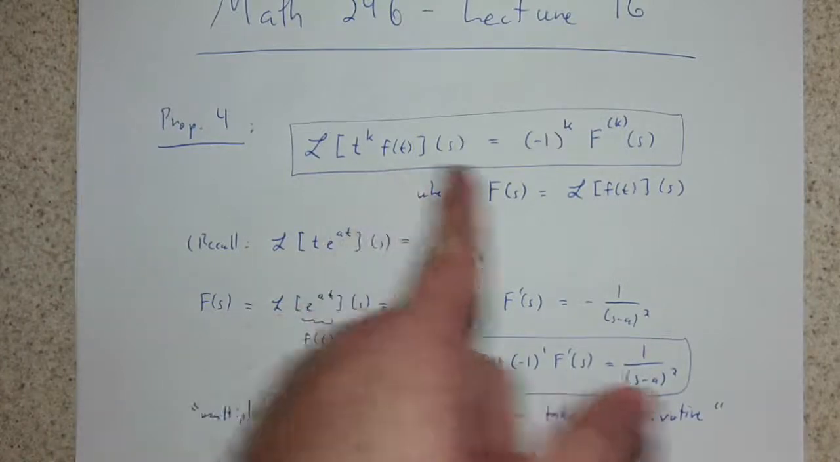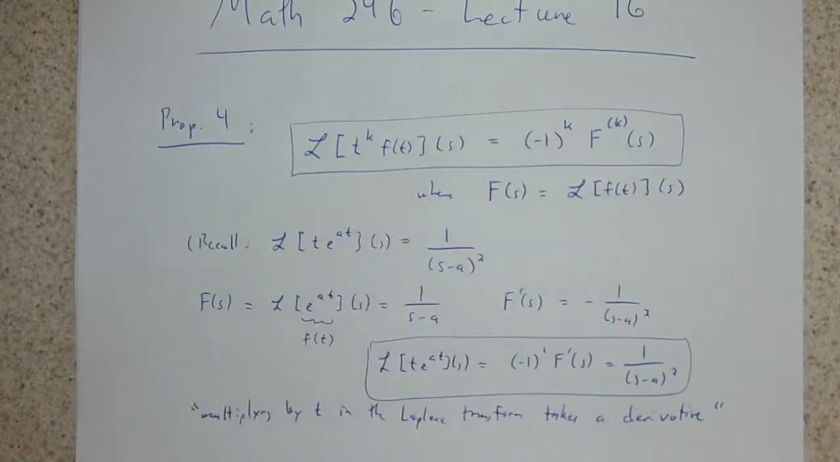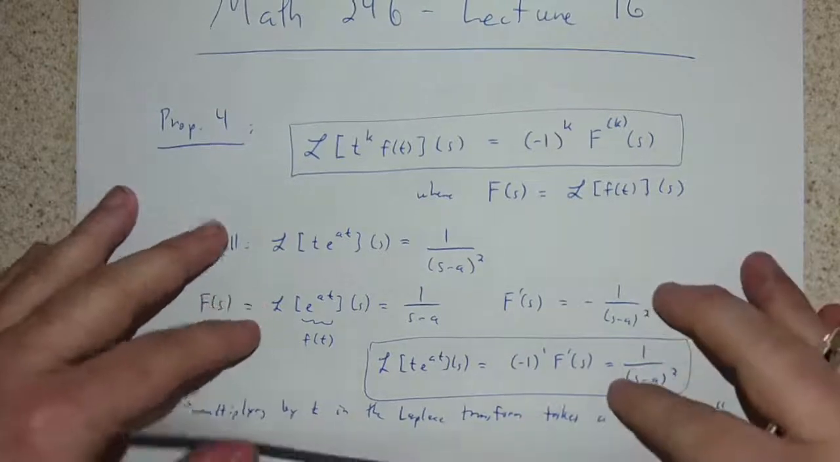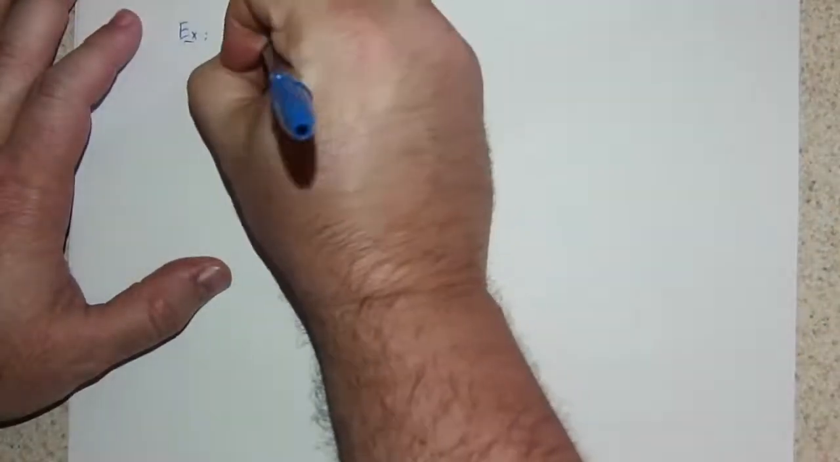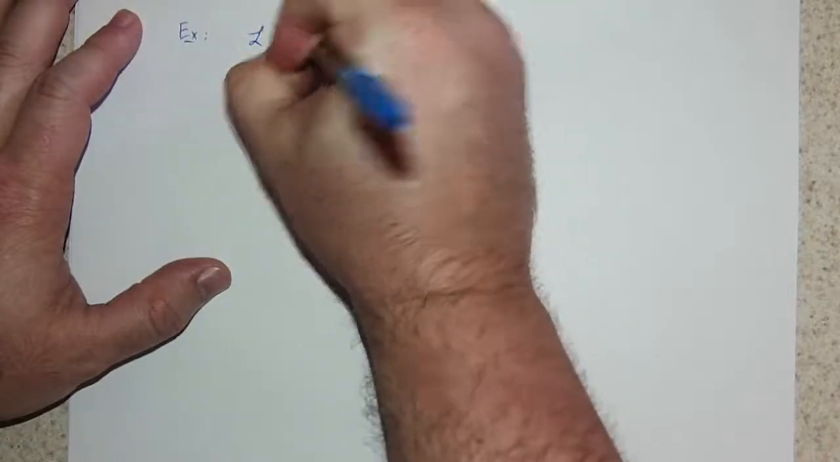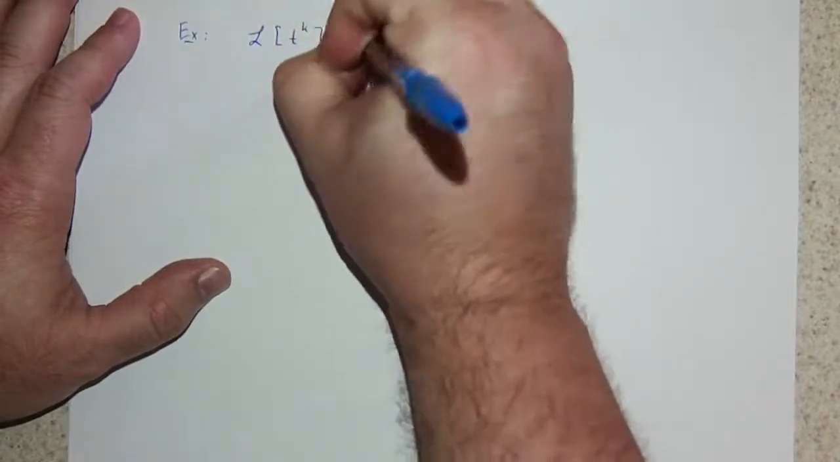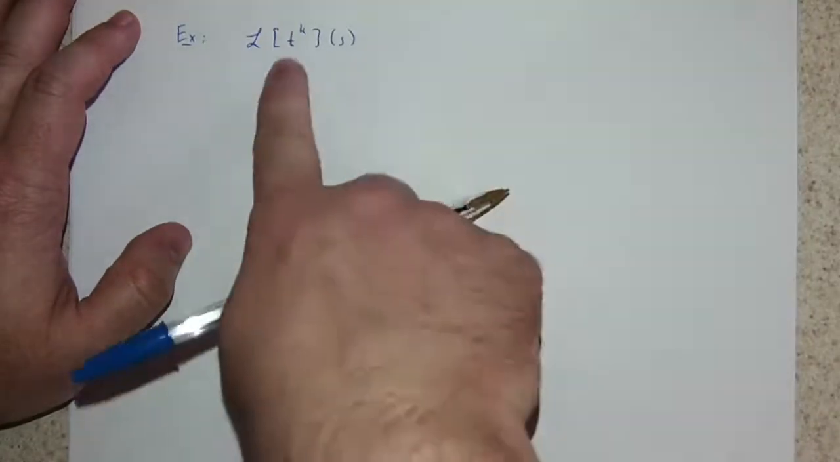Okay, so this is another fact that gives you a ton of new ways of computing Laplace transforms. Let's see some examples of how this helps fill out the table even further. So let's do the Laplace transform of just t to the k of s. Well, what is that?